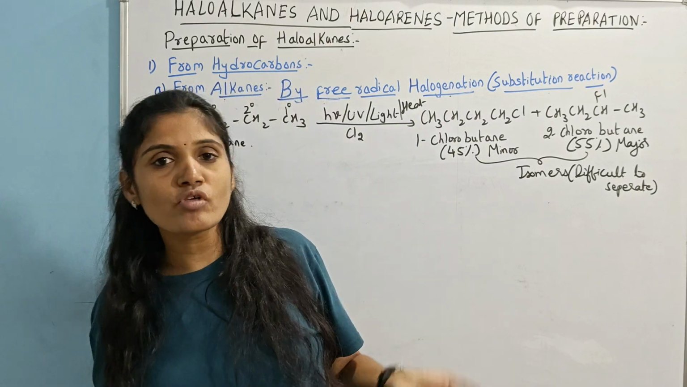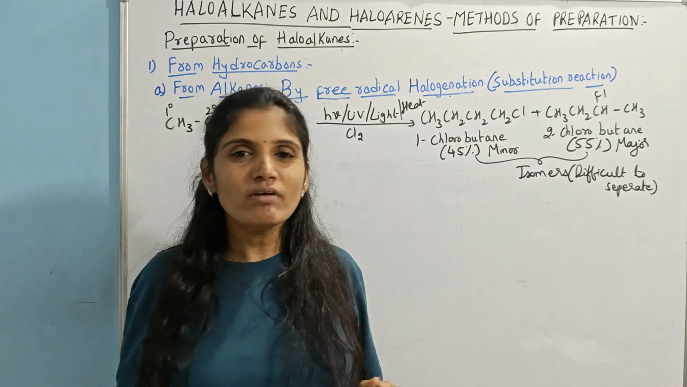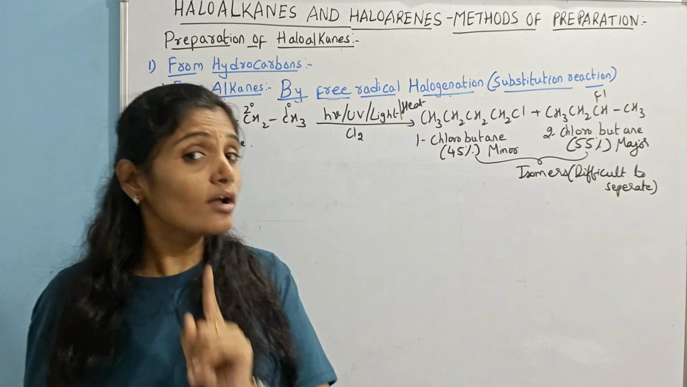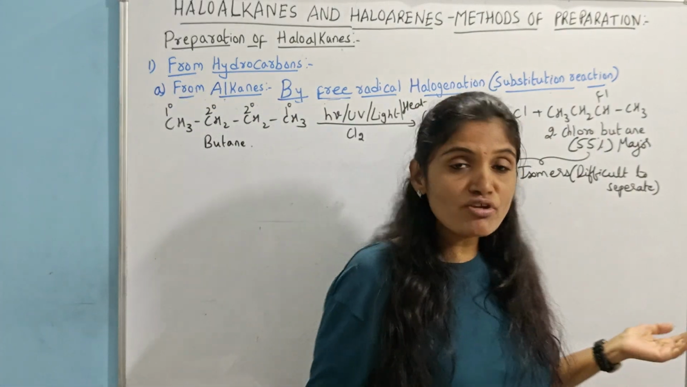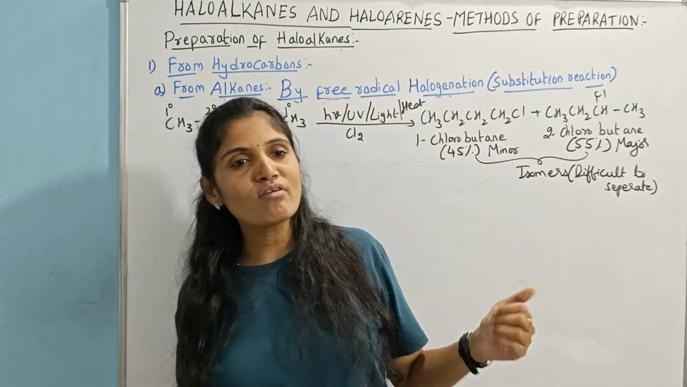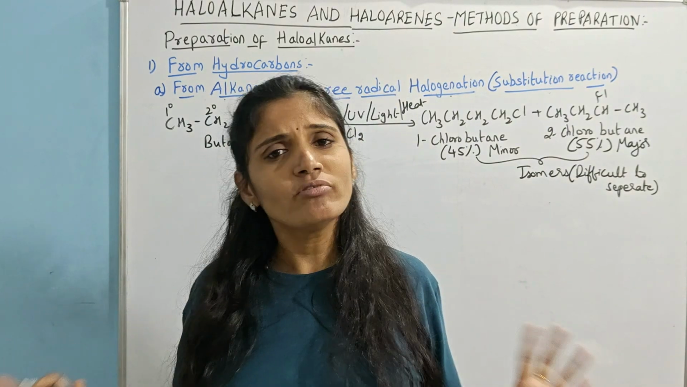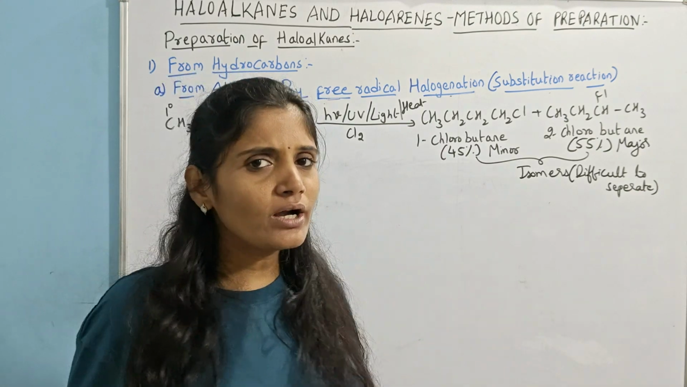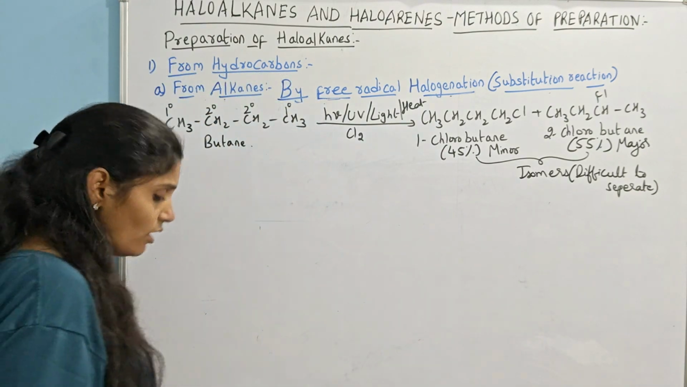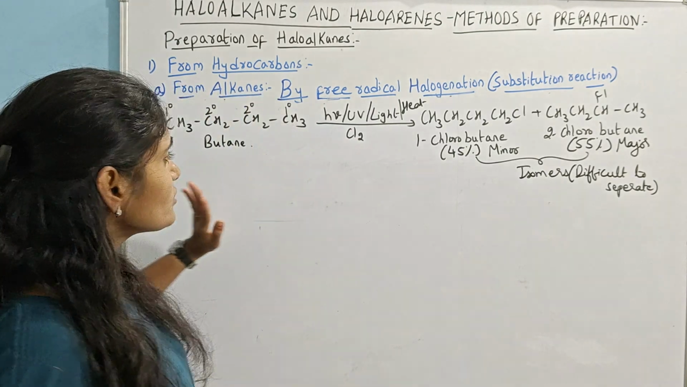Even if you want to use distillation with such a minute difference in boiling points, it becomes very difficult to separate them. In grade 11 you would have studied separation techniques, including distillation, and you know there should be a certain minimum difference in boiling point for the compounds to be easily separated. But you don't see that here, because the difference in boiling points is very, very negligible.